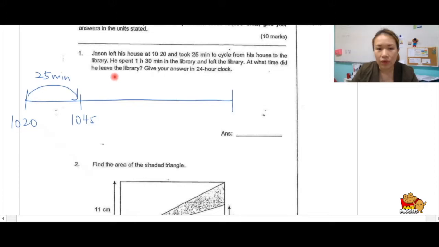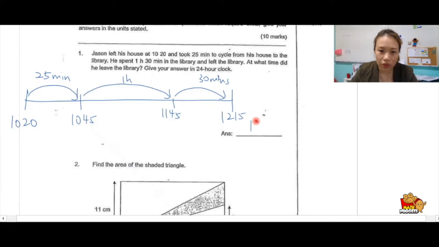And he spent 1.5 hours at the library. So what time did he leave the library? So we count 1 hour. 1 hour, that's 11:45. And another 30 minutes. That will be 12:15. So in a 24-hour clock, that's 1215.